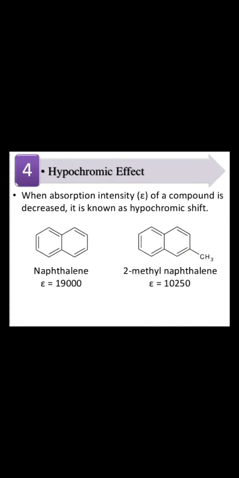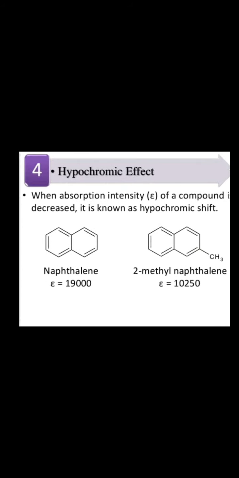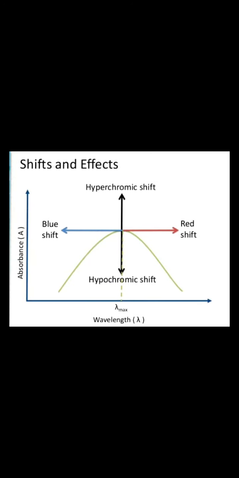Next is the hypochromic effect. The hypochromic effect is when the absorption intensity of a compound decreases, and it is known as hypochromic shift. Clear? So the intensity of the compound decreases. So naphthalene and 2-methyl naphthalene: naphthalene has intensity E equal to 19000 and the intensity of 2-methyl naphthalene is 10250. Clear? The shift and effect.